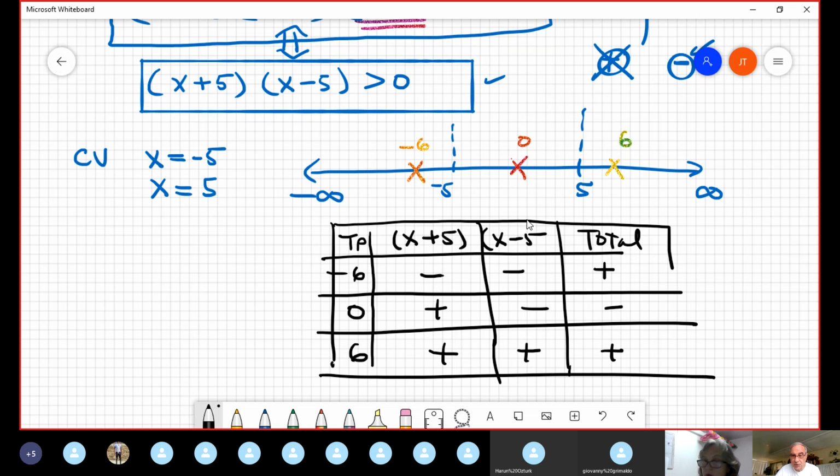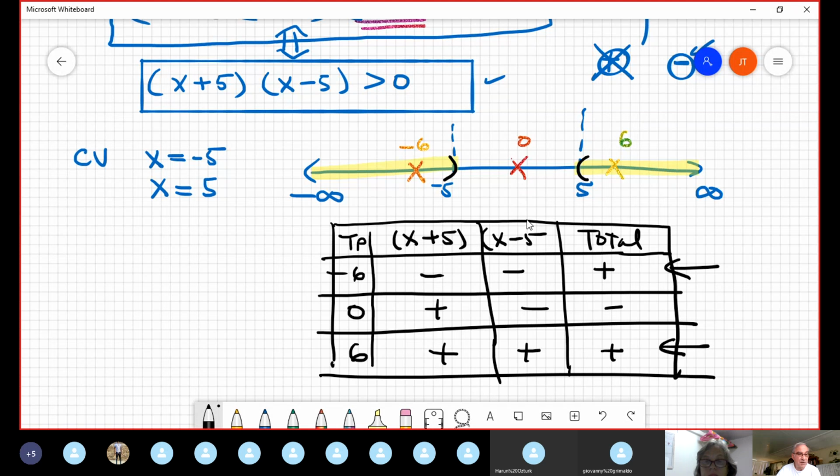Immediately I pay my attention to the last column. The last column, the total, is positive here and here. Okay? So this interval is 0. No, not good. The only good guys that pass the test are this interval and this interval. Of course, do not include the endpoints because my inequality is strict, it does not contain an equal sign. No equal sign, no endpoint.